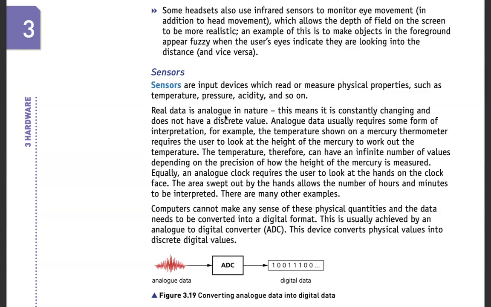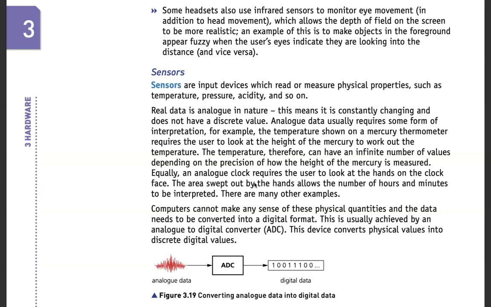So real data is analog in nature. This means it is constantly changing and does not have a discrete value. Analog data usually requires some form of interpretation. For example, the temperature shown on a mercury thermometer requires the user to look at the height of the mercury to work out the temperature. So the temperature can have an infinite number of values depending on the precision of how the height of the mercury is measured.